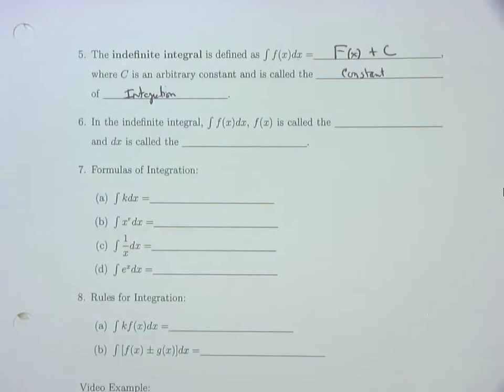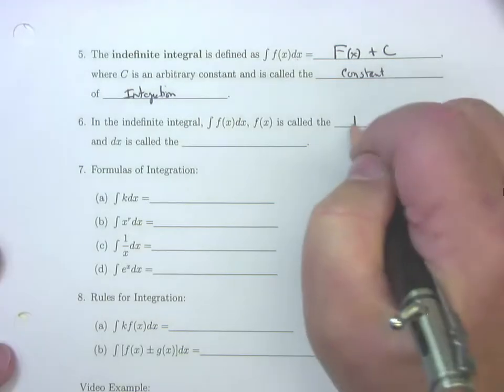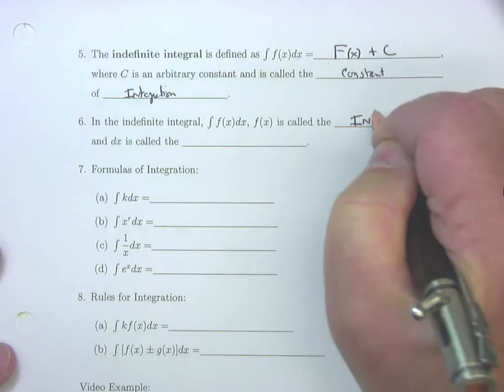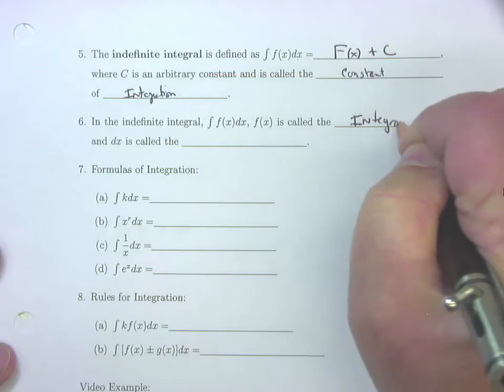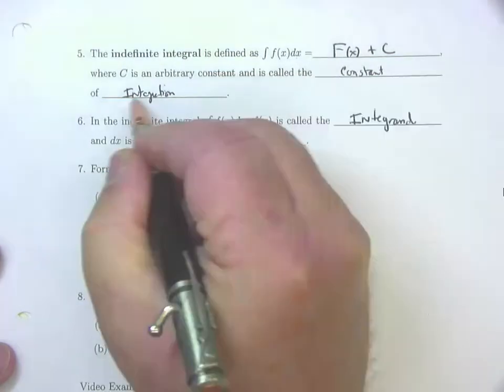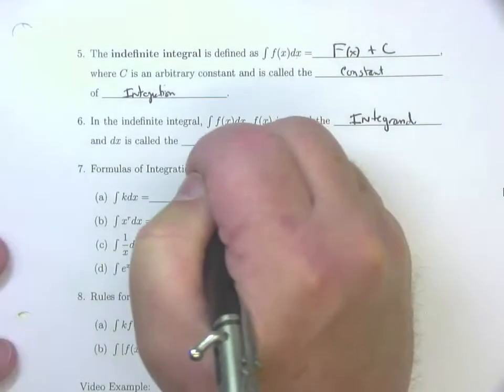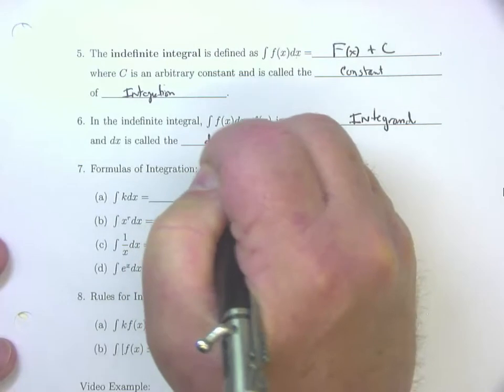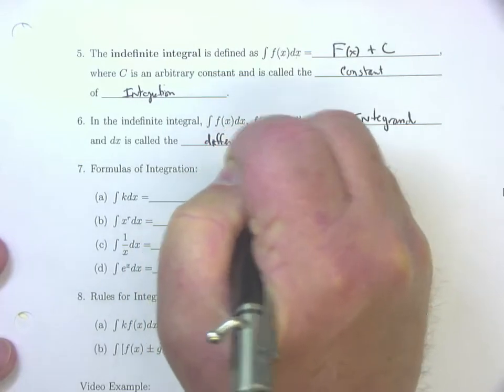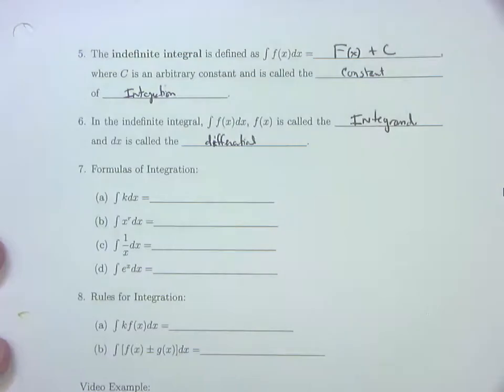In the indefinite integral, the integral of f of x dx, f of x is called the integrand. These are the fancy words. That's the guy on the inside of your integral, okay? And dx is called the differential, with respect to x. All right.